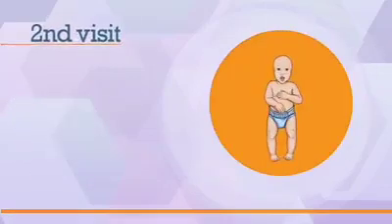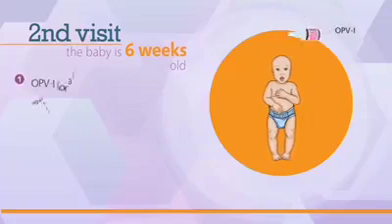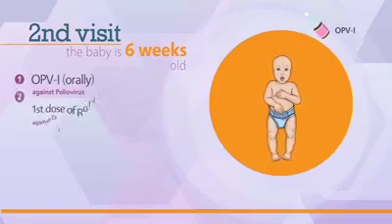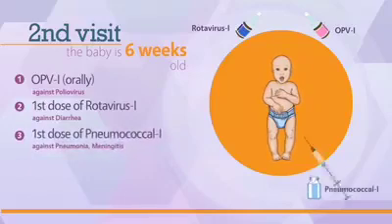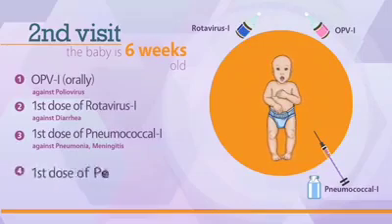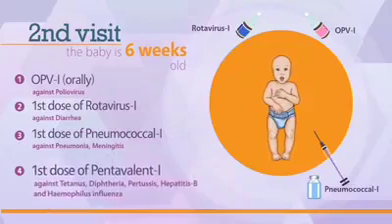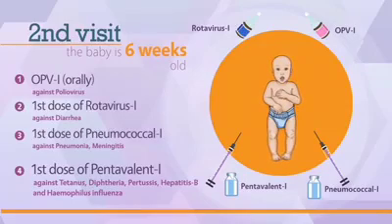Second visit is scheduled when the baby is 6 weeks old. On this visit the baby will receive OPV1 vaccine orally, first dose of rotavirus 1 vaccine which is given orally for protection against diarrhea, first dose of pneumococcal 1 vaccine which is administered intramuscularly in the left thigh for protection against pneumonia and meningitis, along with first dose of pentavalent 1 vaccine which is administered intramuscularly in right thigh for protection against tetanus, diphtheria, pertussis, hepatitis B and Haemophilus influenza.